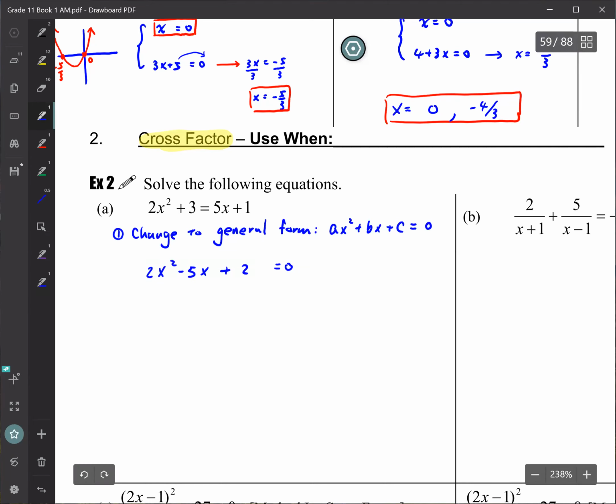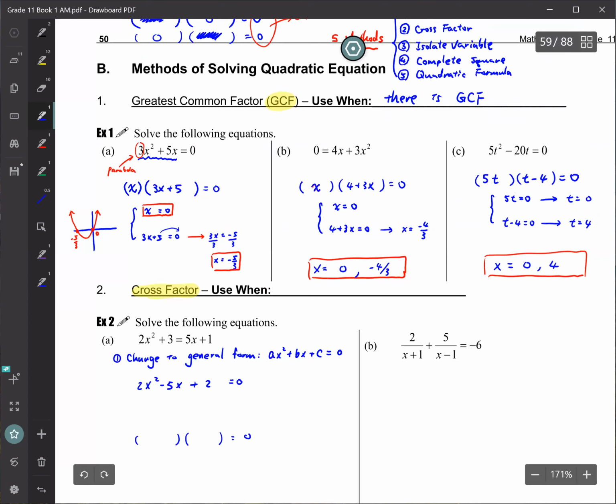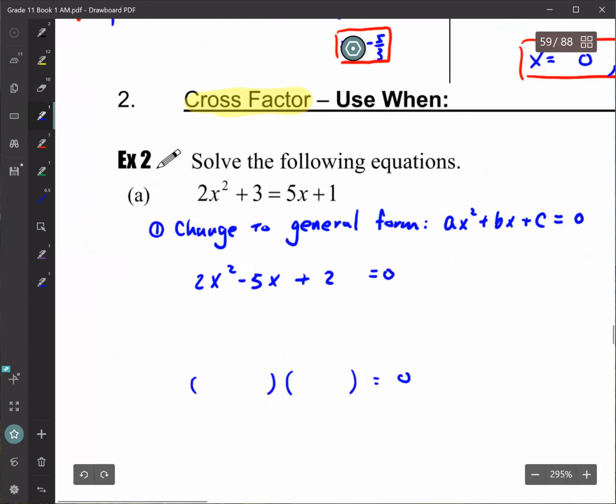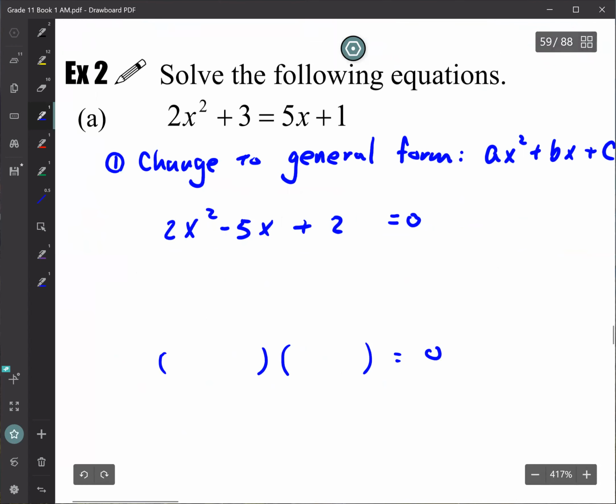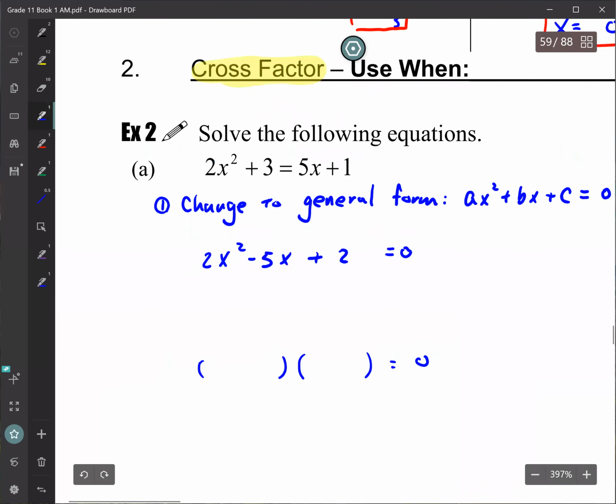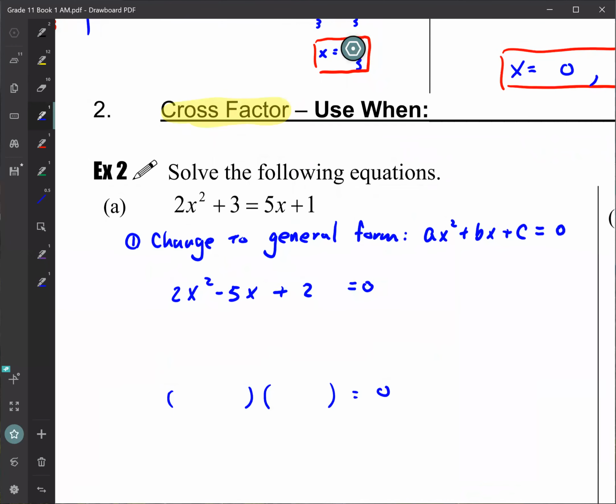So once you turn it into this, then we can start to make them into brackets. This process is called factoring. Before, we used GCF if there's a common factor. But if you look at this question, 2, 5, and 2, there's no GCF, so we cannot do method 1. And for the x, not every term has the x. Only the first 2 terms have x, so we cannot take x out. So this method is called cross factoring.